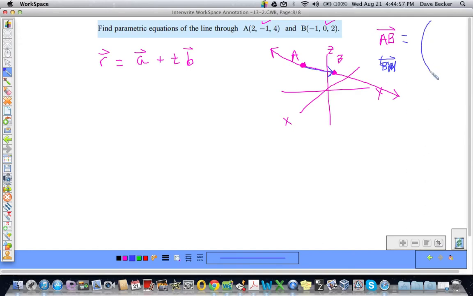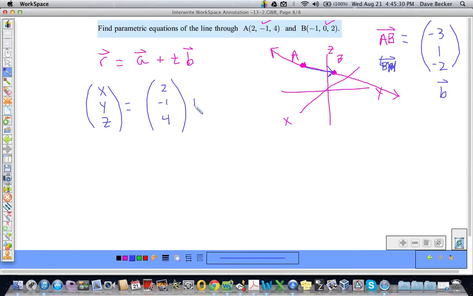And I get the vector AB. Let's see, -1 minus 2 is -3. 0 minus a -1 is a +1. And 2 minus 4 is a -2. Okay? So now I have my b. Life is fantastic. Now I would have x, y, z is equal to A. I can use either one of these, so this would be 2, -1, 4, right? Plus t times b, which I found to be the vector AB, -3, 1, -2.